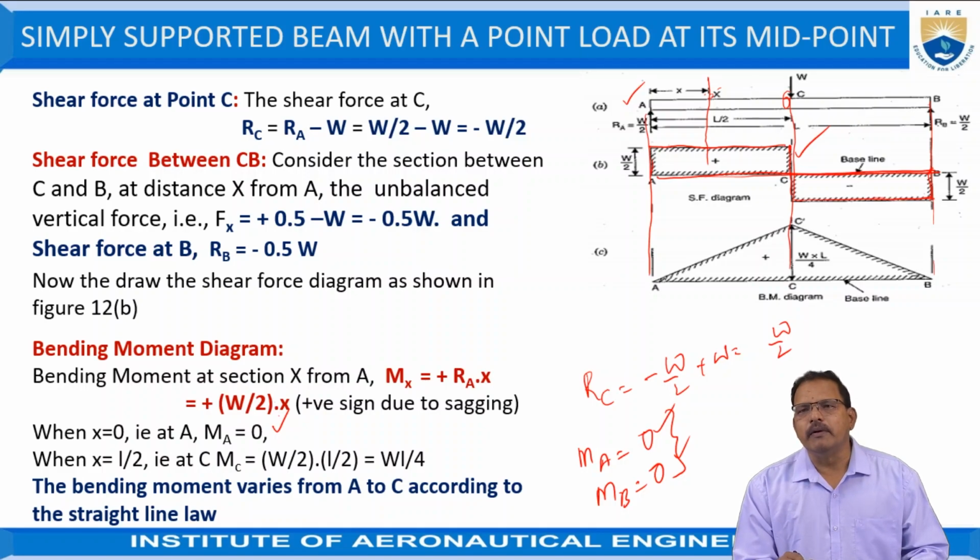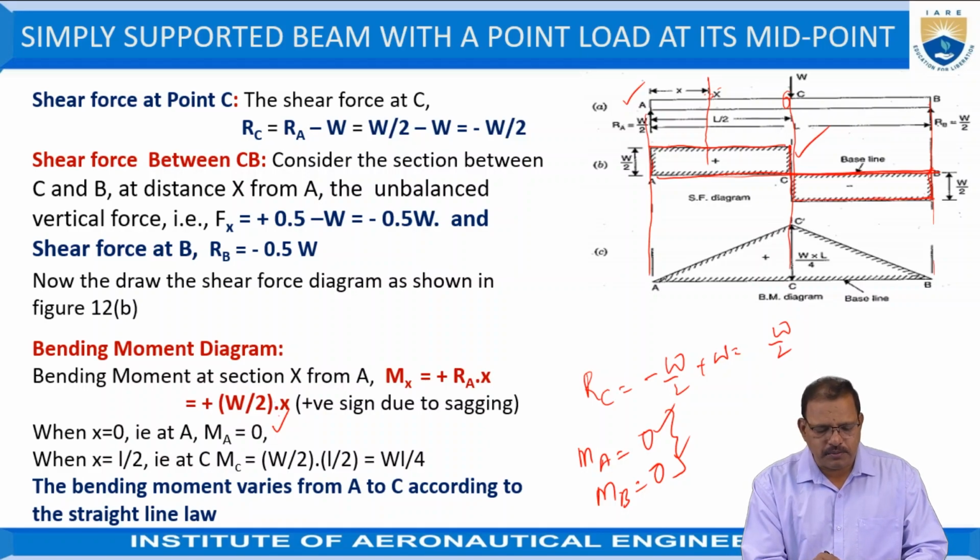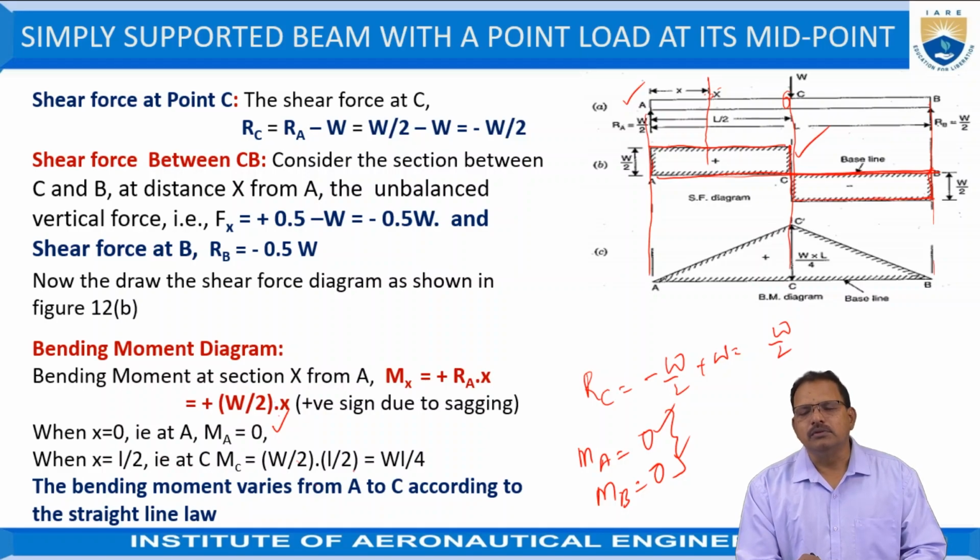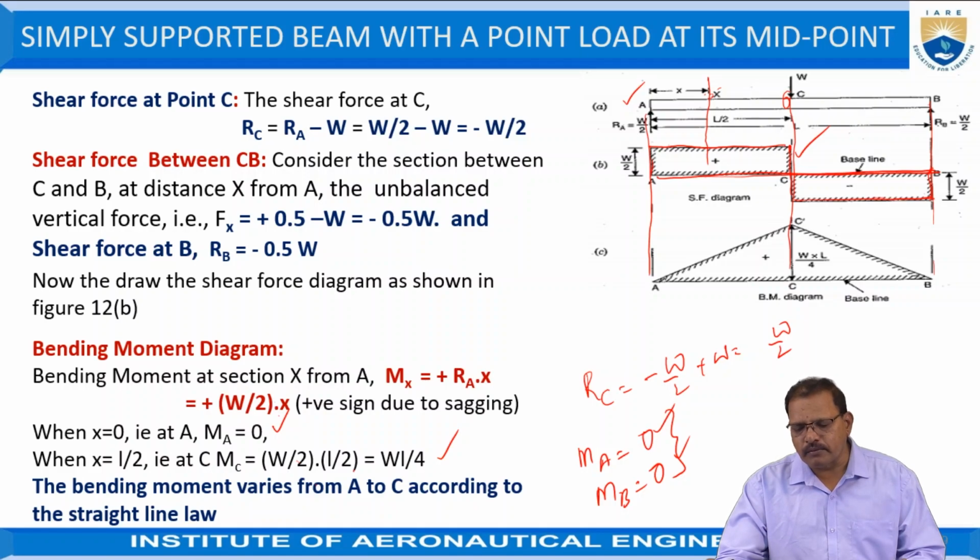When x is equal to L by 2, that means it is treated as the center of the beam. So MC is equal to W by 2 into L by 2, which is equal to WL by 4. The bending moment varies from A to C, and it only depends upon the distance moved from A to C position.